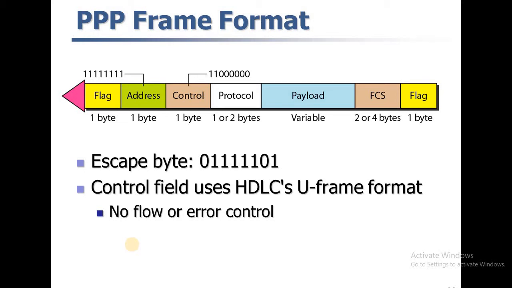The second field is address. The address field in this protocol is a constant value. You can see the constant value there, and that is all ones. When we use all ones, it indicates a broadcast address.